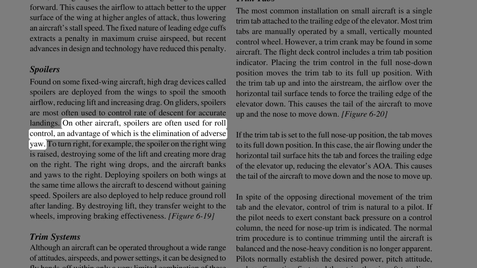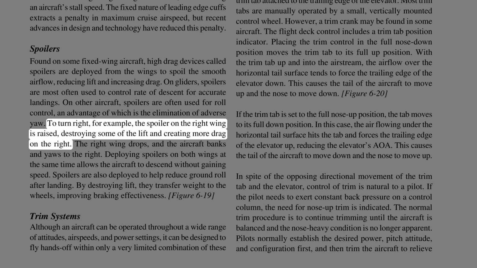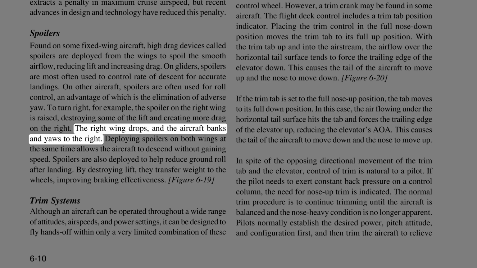On other aircraft, spoilers are often used for roll control, an advantage of which is the elimination of adverse yaw. To turn right, for example, the spoiler on the right wing is raised, destroying some of the lift and creating more drag on the right. The right wing drops and the aircraft banks and yaws to the right.